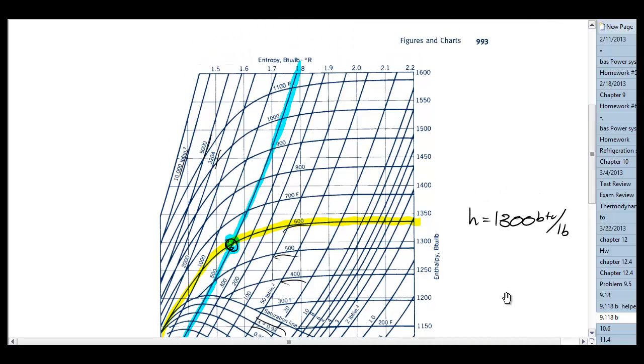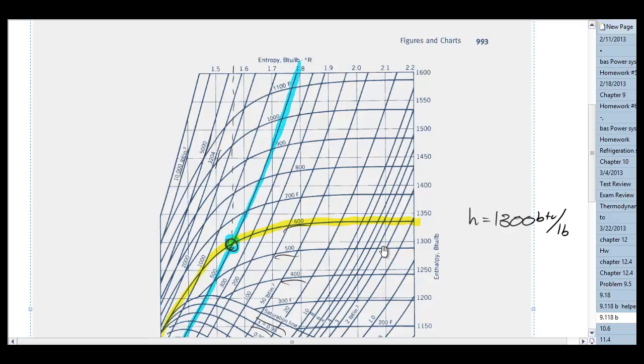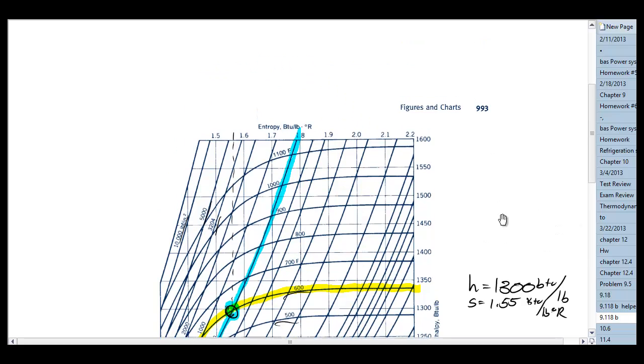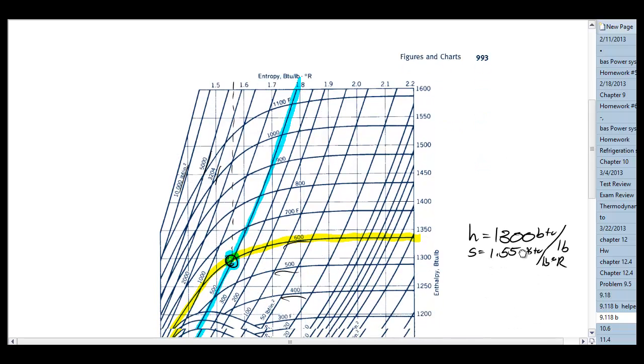And we'll also need the entropy. So looking up at the entropy, we'll call that S equals 1.55 BTU per pound degrees Rankine.